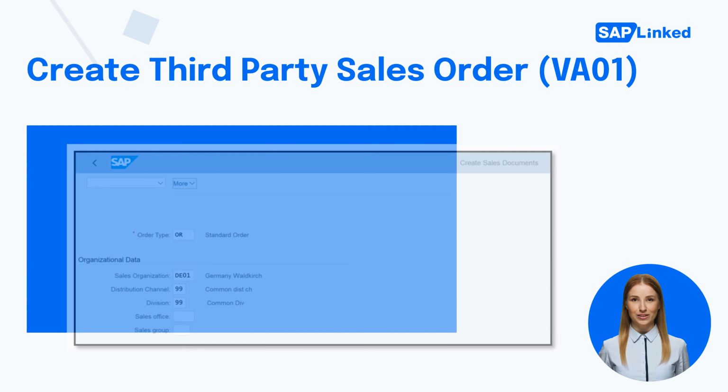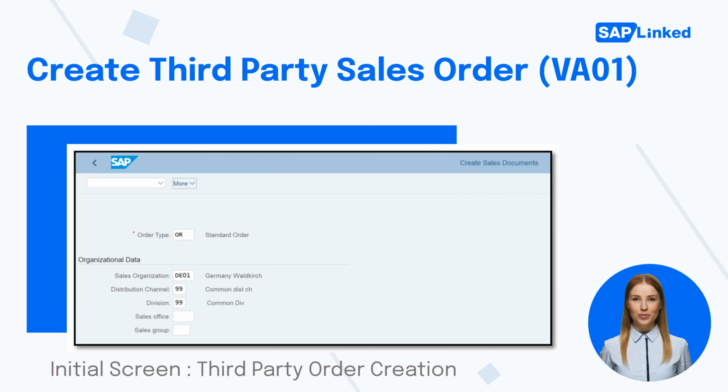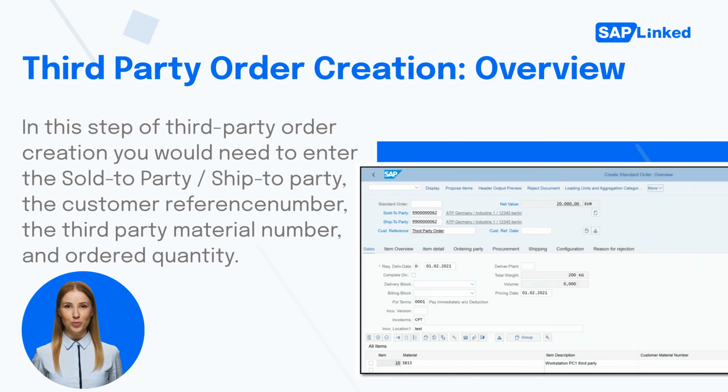To create a third-party sales order, enter T-code VA01 in the command field. Fill in the order type, or standard order, and sales area data in the organizational data block. Once you have entered the details, hit Enter. It shall take you to the next screen. In the overview page of third-party order creation, you need to enter the sold-to party/ship-to party, the customer reference, the third-party material number, and the ordered quantity. Hit Enter once you have entered all the required details.